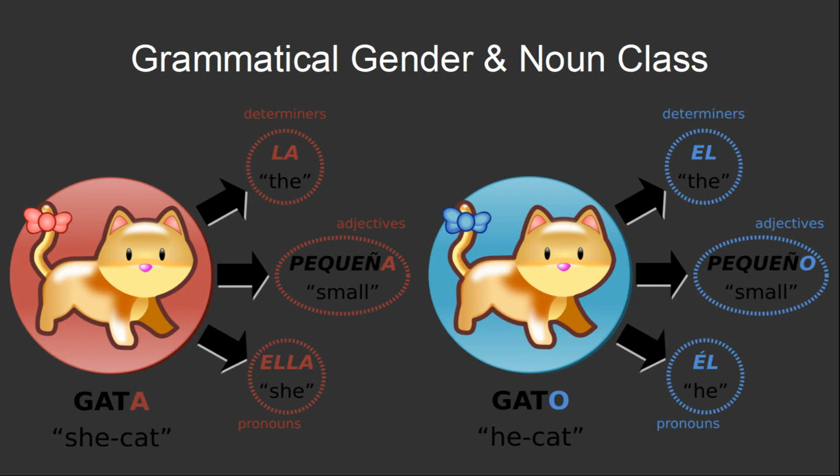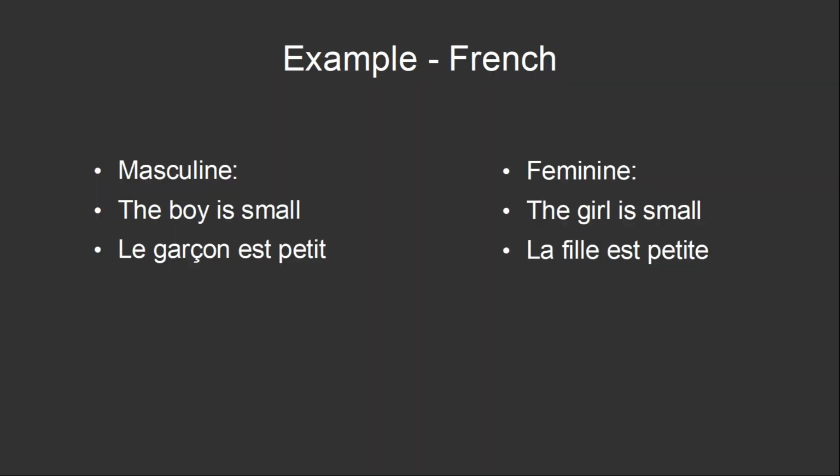Grammatical gender, or noun class, is a property of nouns in many languages. In these languages, each noun belongs to one of several classes or genders, and this class changes the form of other words in the sentence. Here's a basic example from a language that many people will be somewhat familiar with, French.